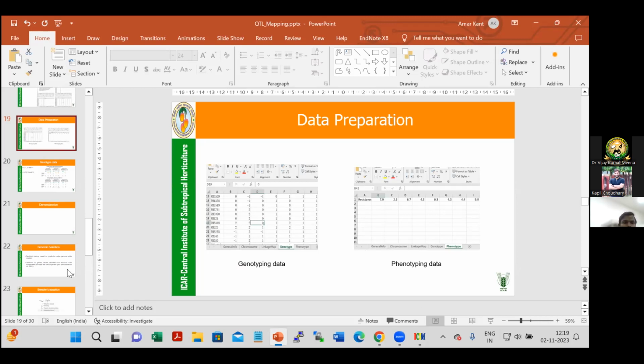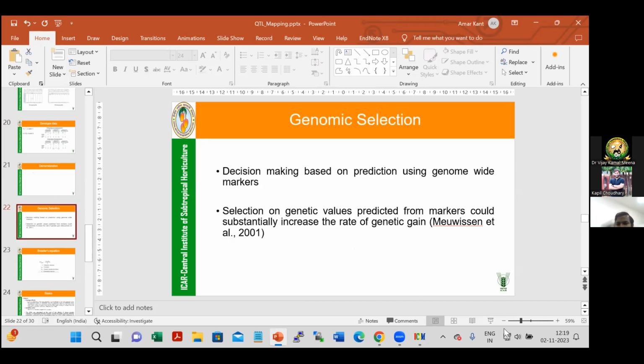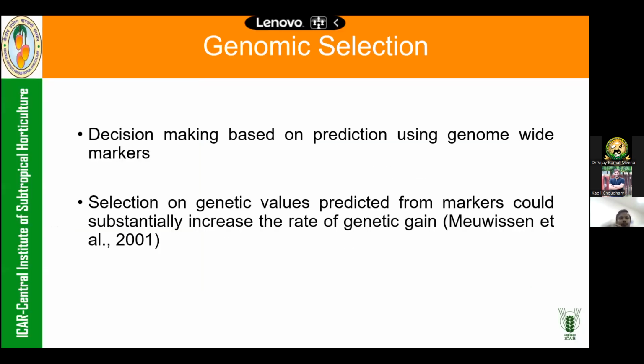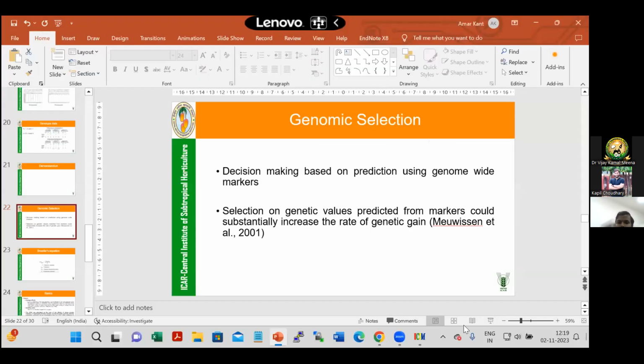Okay, next is genomic selection. So genomic selection is a new concept, but based on the older principle only. There is nothing especially new about it, apart from the kind of information being utilized.